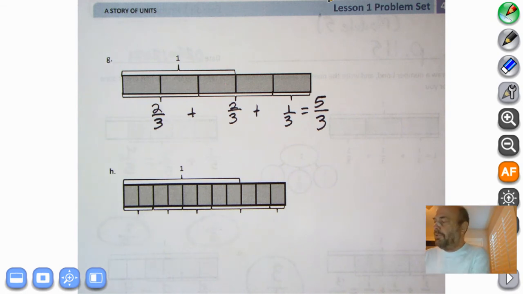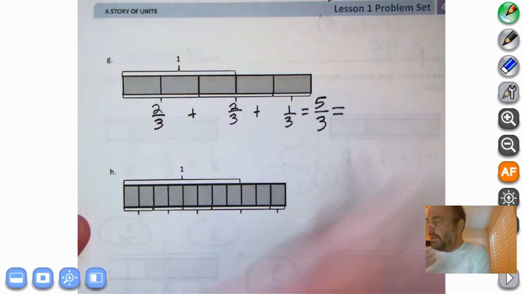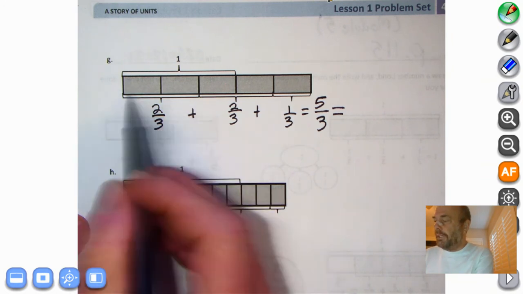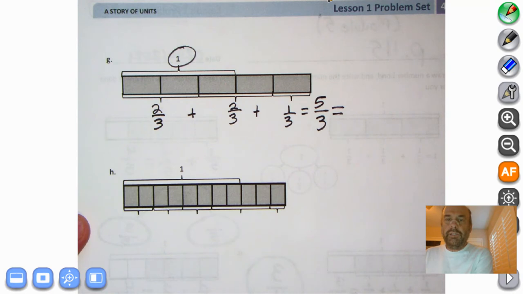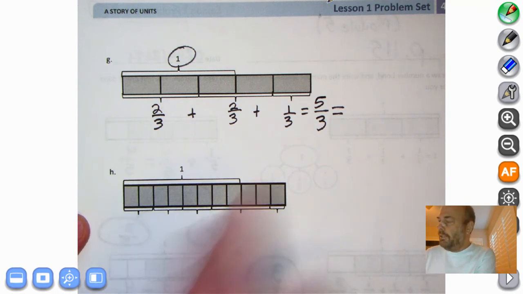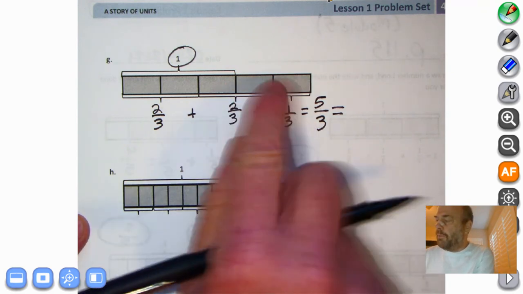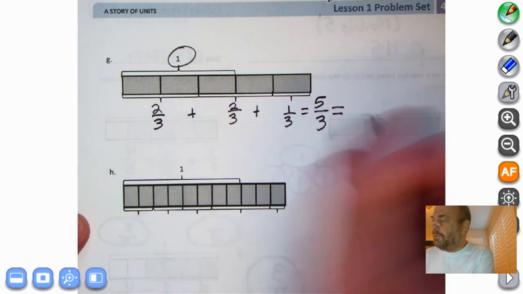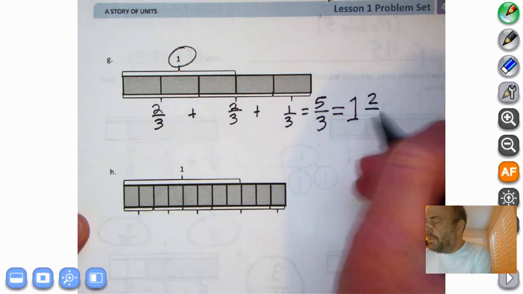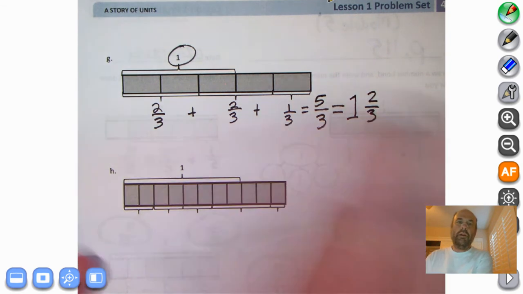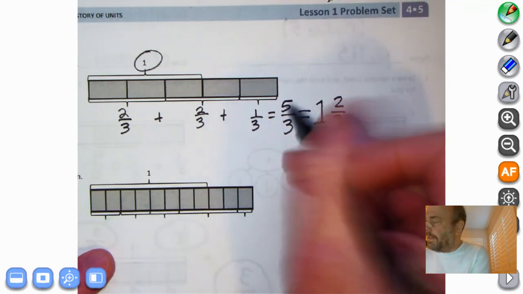But let's see what we could do to figure this out a little more, okay? So I have 3/3 here, right? That equals 1, right? So it looks like I have 2/3 more than 1. 1/3, 2/3. So this would equal 1 and 2/3, okay? We're going to go more into that, but let's just stick with our 5/3 for now, okay?